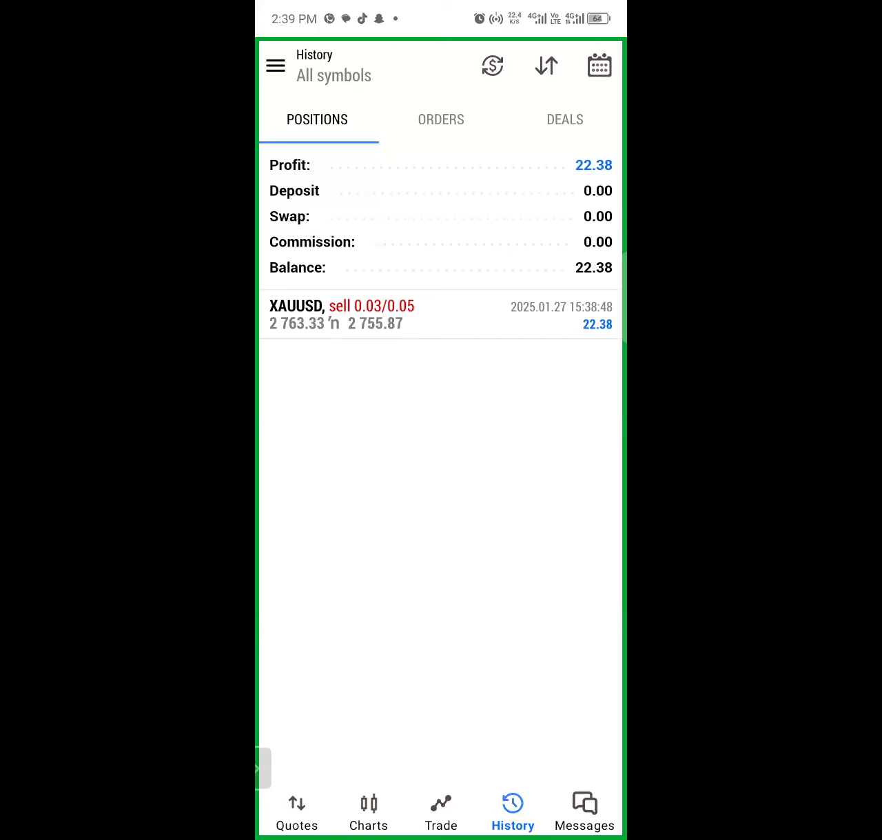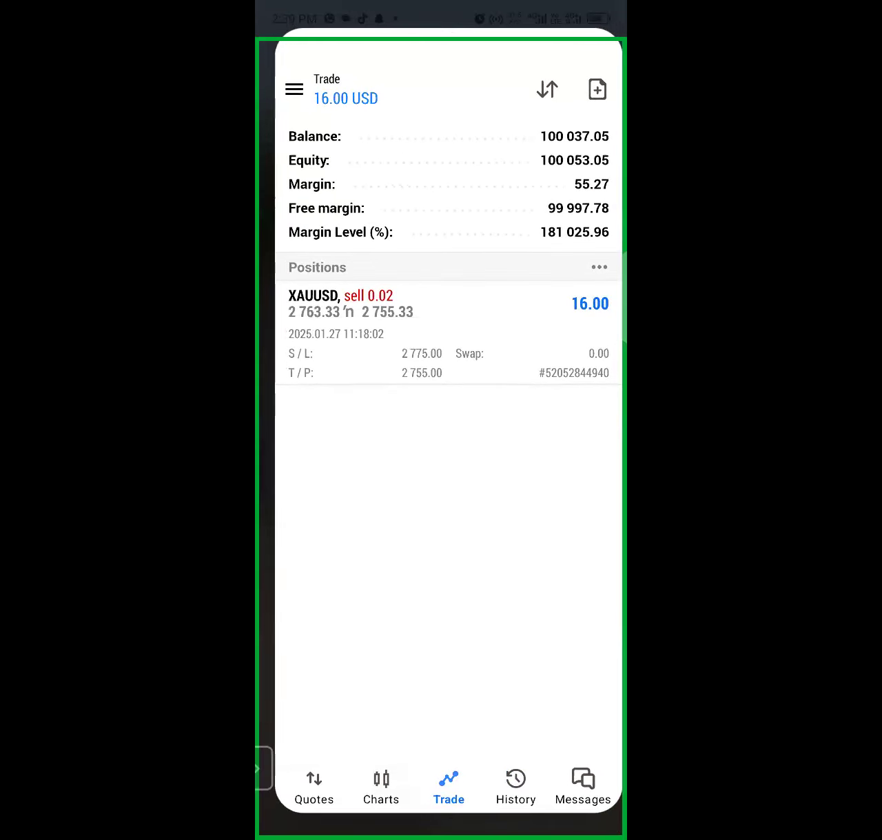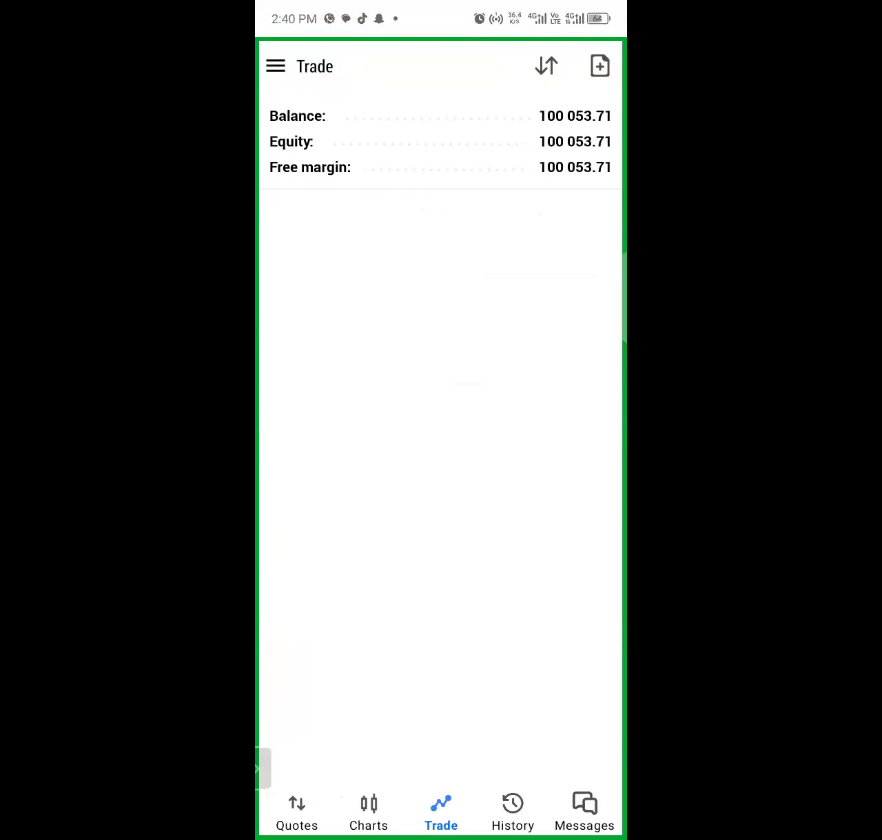So let's come back to the trade idea. We have taken part of our profit, right? Now we want to break even. Break even is moving your SL to entry. Now what is our entry here? It's 2755. Okay, so let's go and modify and move our SL to entry.